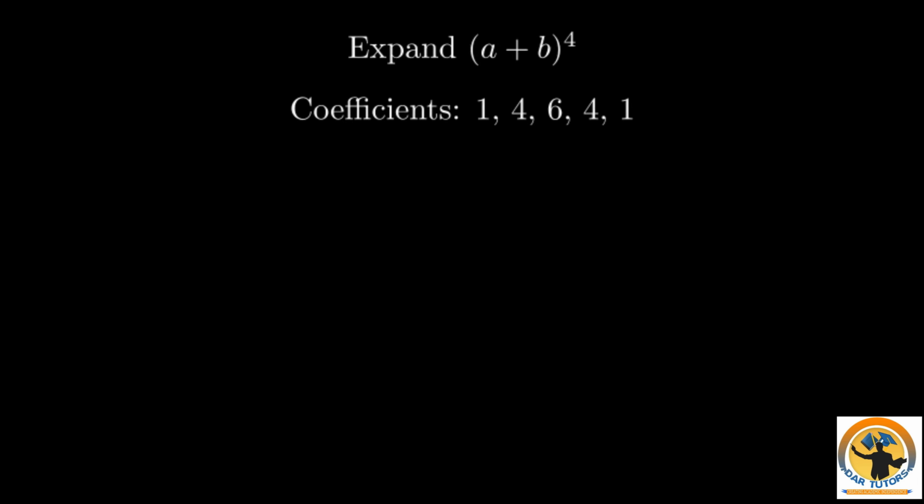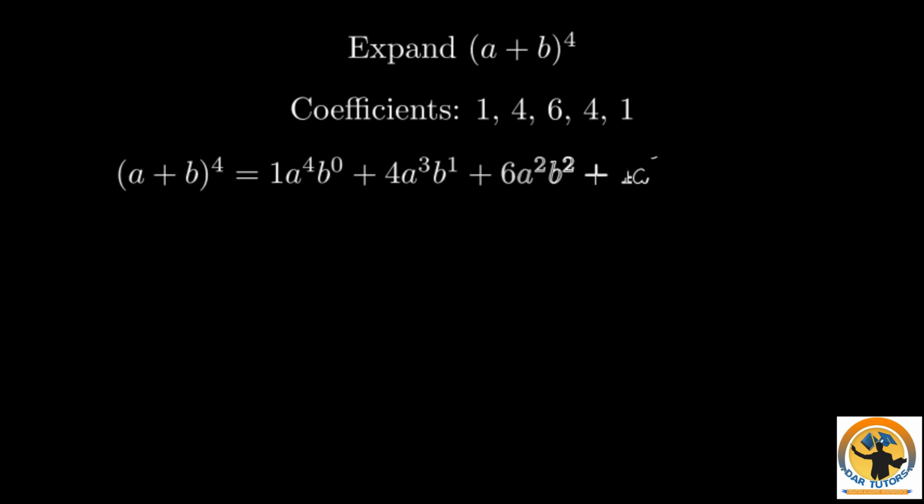For the first term, the power of a is n, and the power of b is 0. For each subsequent term, the power of a decreases by 1, and the power of b increases by 1, until the power of a is 0, and the power of b is n. So the expansion is 1 times a to the fourth, plus 4 times a cubed b to the first, plus 6 times a squared b squared, plus 4 times a to the first b cubed, plus 1 times b to the fourth. Let's work through a full example. We'll expand (3 plus 2x) to the power of 5.